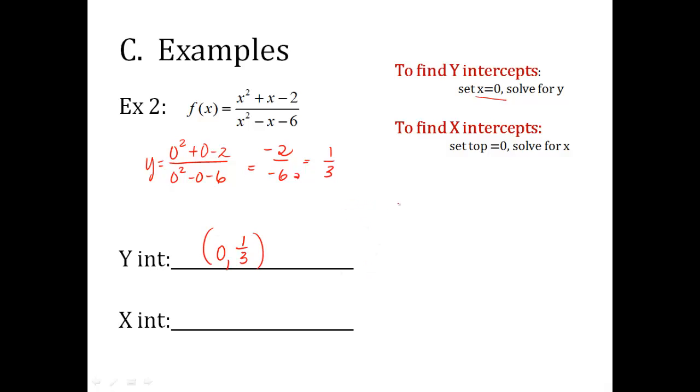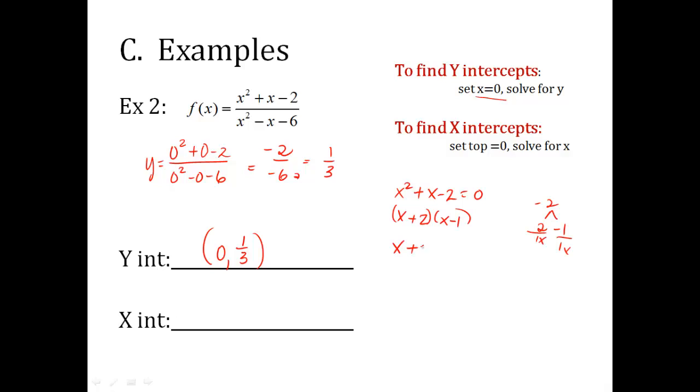For x-intercepts, just the top, set it equal to 0. x squared plus x minus 2 equals 0. It's a quadratic. I have to factor. So a times c is negative 2. What two numbers multiply to give you negative 2, but add to give me positive 1? We have positive 2 and a negative 1. Divide by a, put x in the bottom, reduce it up. (x plus 2)(x minus 1).